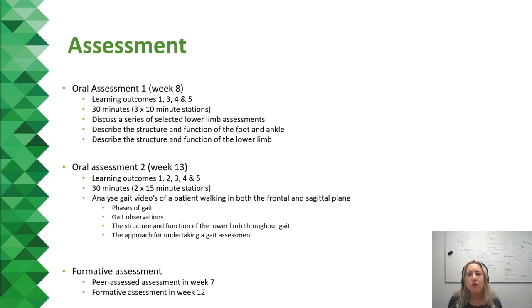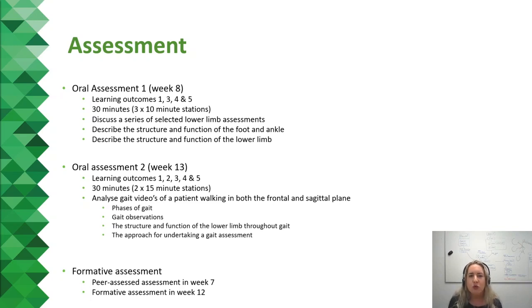The course involves 2 oral assessments. Oral Assessment 1 will be held in week 8. Assessment 1 will assess learning outcomes 1, 3, 4 and 5. It is 30 minutes and will be made up of 3 10-minute stations. The 3 stations include a discussion of the lower limb assessments and a description of the structure and function of the foot, ankle and lower limb.